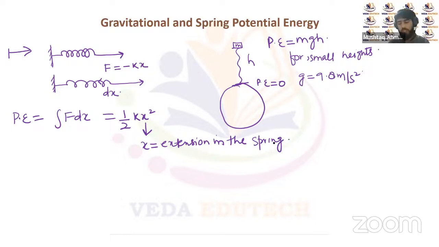So we studied about the gravitational potential energy and the spring potential energy. We'll be doing some questions in the next class with respect to these two forms of the potential energy. Then we'll be starting with the concept of power.